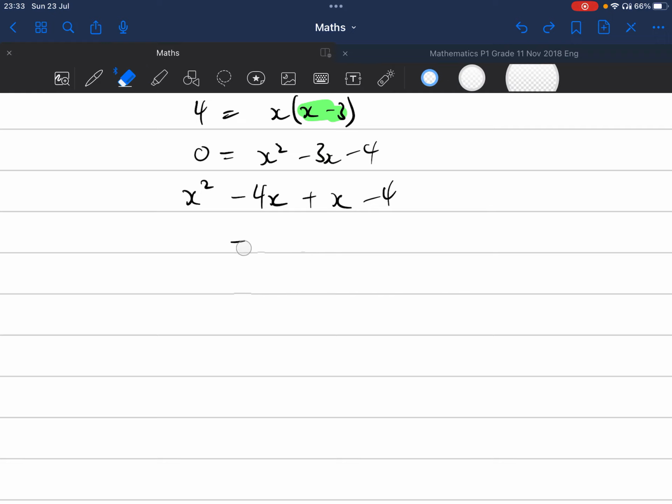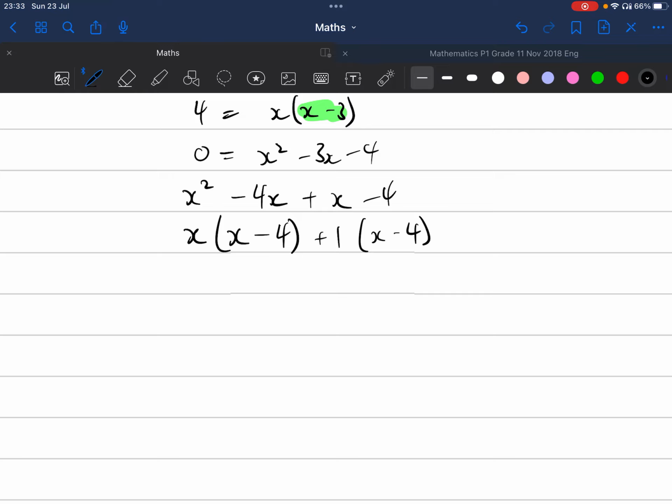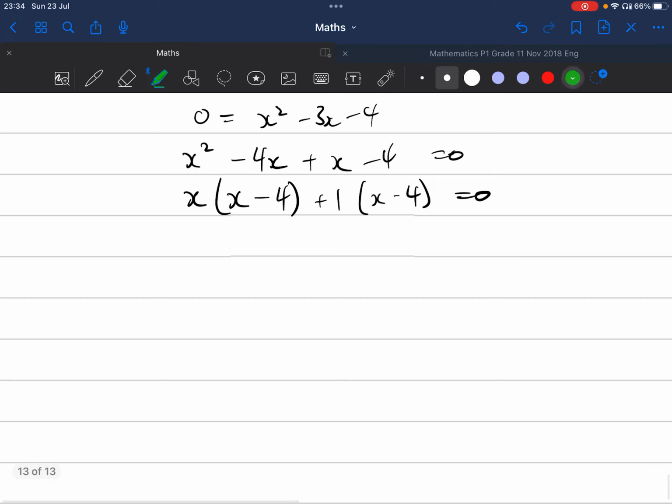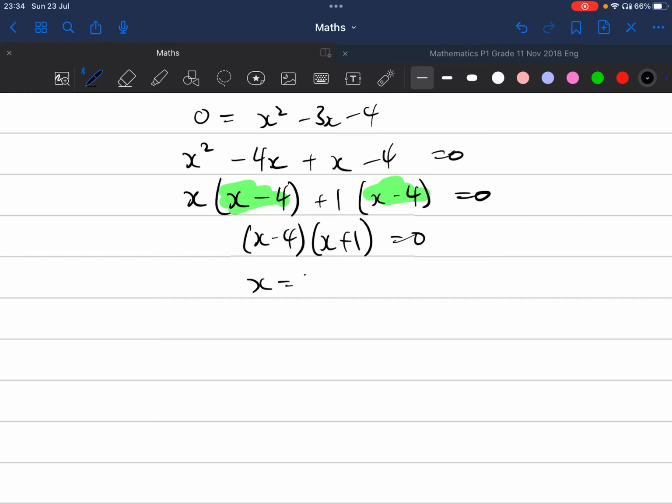Okay, cool. So now it's just a case of factorizing all this here. Okay, and remember this was equal to 0. Now I can take out the common factors: (x minus 4)(x plus 1) equals 0. I can equate them both to 0, so I'll get x equals 4 or x equals minus 1. Okay, so that's our final answers, and that's correct.